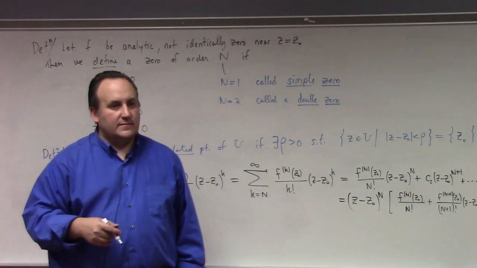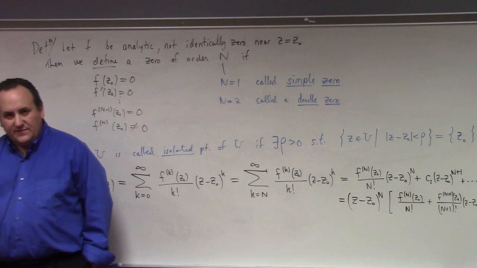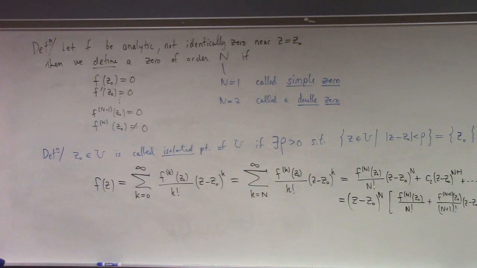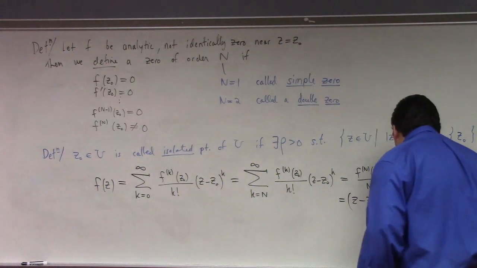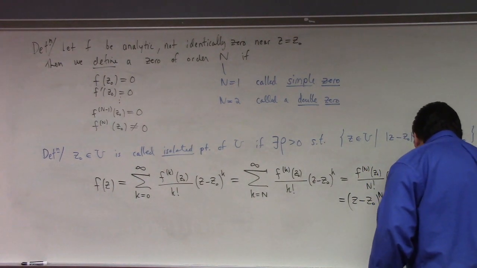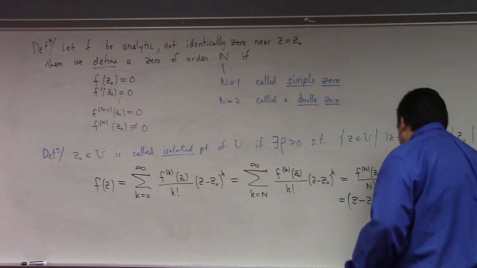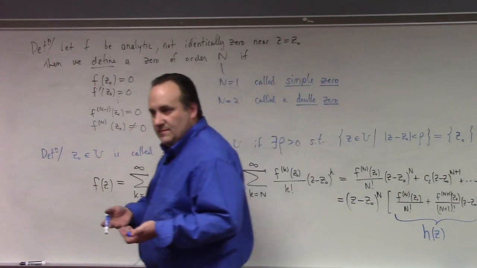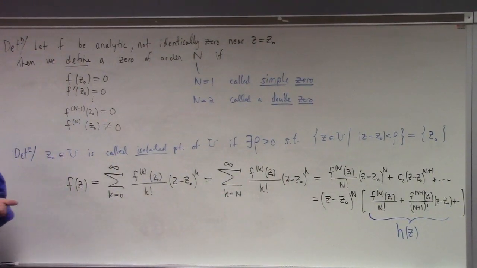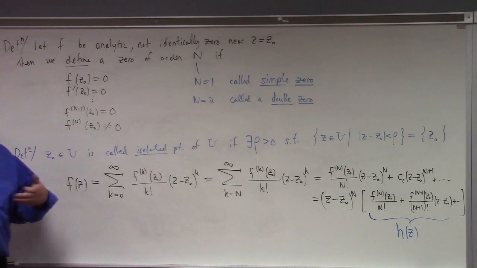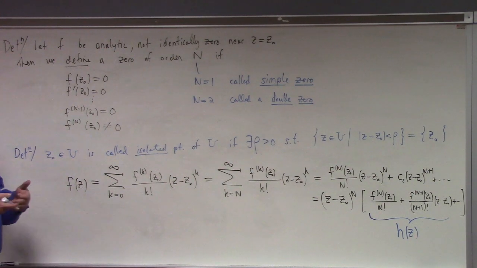Okay? This is just from the definition and the fact that it's analytic, which means it has a power series expansion, right? So, give this thing a name. Tell me what you notice about this function right here, if we call this h of z. What can you tell me about h of z? First of all, it's analytic, right? It's got a power series expansion. It converges because f converges. You can think about that.